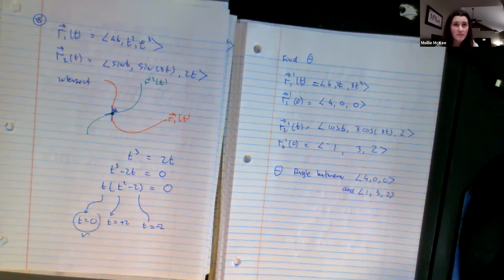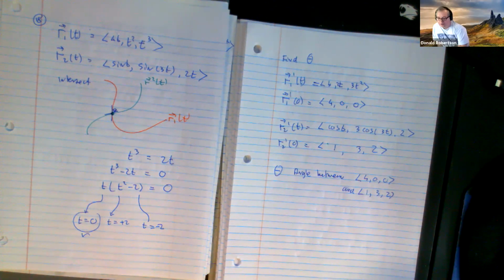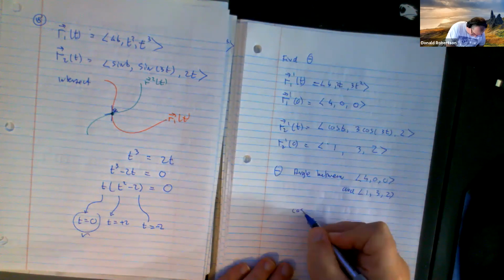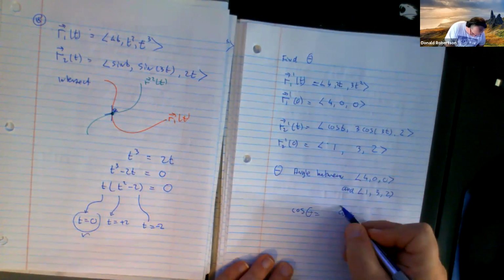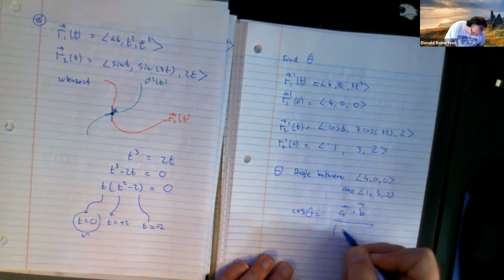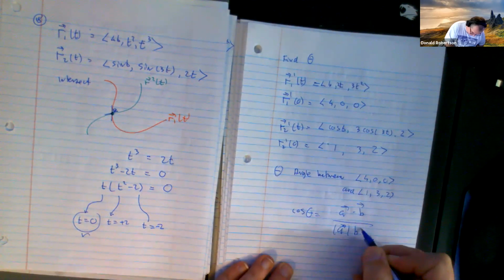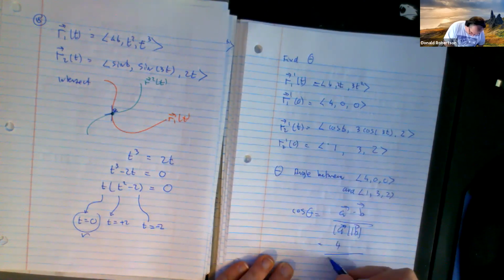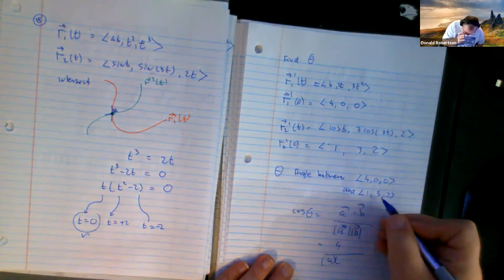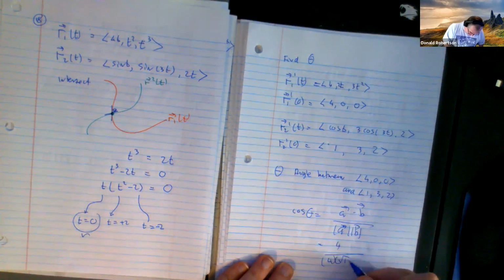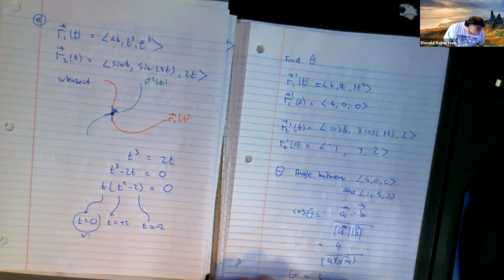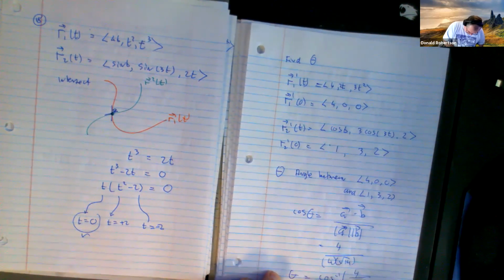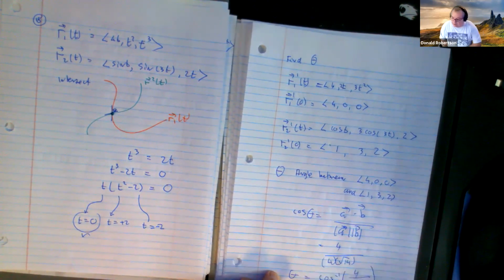I was thinking dot product, but that doesn't make sense. Oh, go back, it does make sense. Dot product works perfectly. The cosine of the angle between them will be the dot product over the product of their magnitudes. Okay, the dot product is 4. The magnitude of this guy is 4. And the magnitude of this guy is 1 plus 9 plus 4, which is the square root of 14. Theta, the angle you're looking for then, is whatever that ends up being. Actually, that simplifies down to 1 over root 14.